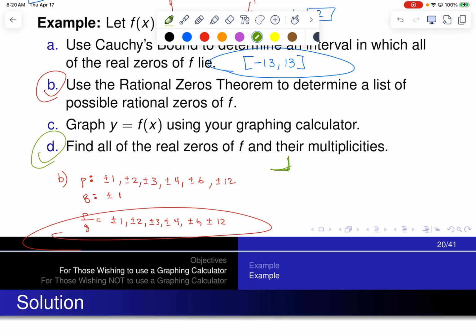So what should we start with, everybody? 1. All right, guys, you try positive 1. Girls, you try negative 1 this time. Boys are going positive 1, girls are going negative 1. And then if that doesn't work, boys go to positive 2, girls go to negative 2. Tell me when you find one that works.